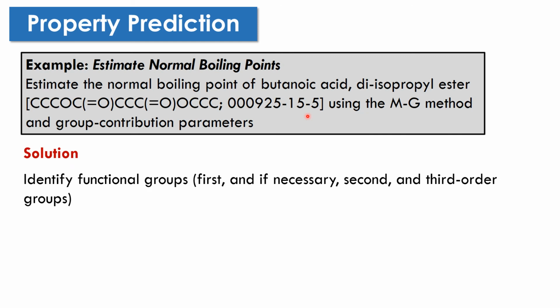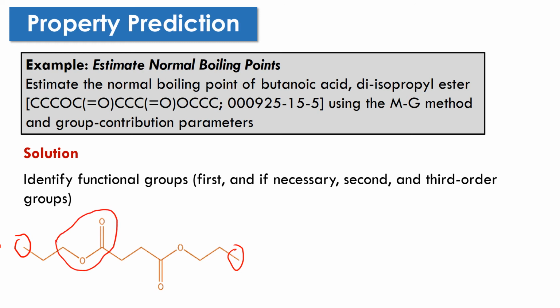Solution: identify functional groups. We have this molecule. What can you identify from it? We have CH3 here, and another CH3, so two CH3. And then we have a CH2COO here, and then we can have another CH2COO here.